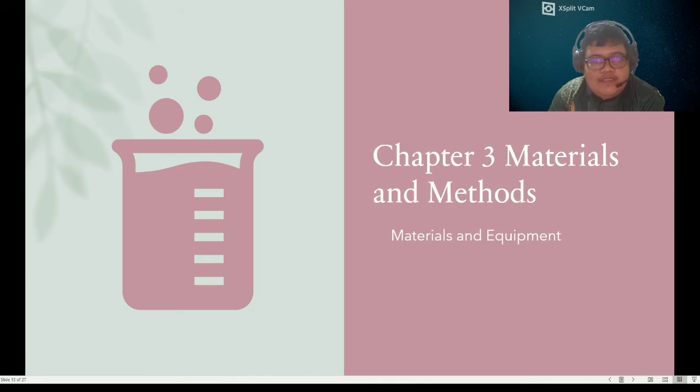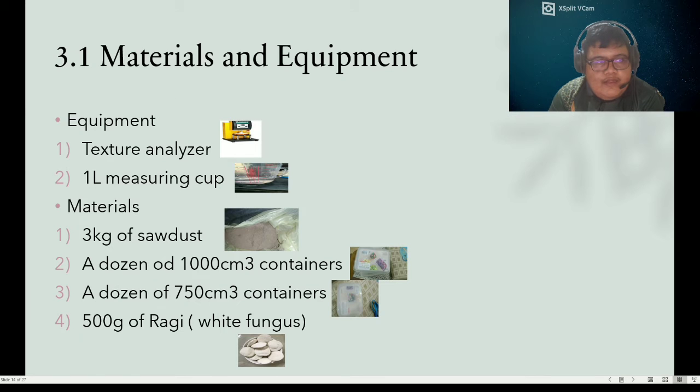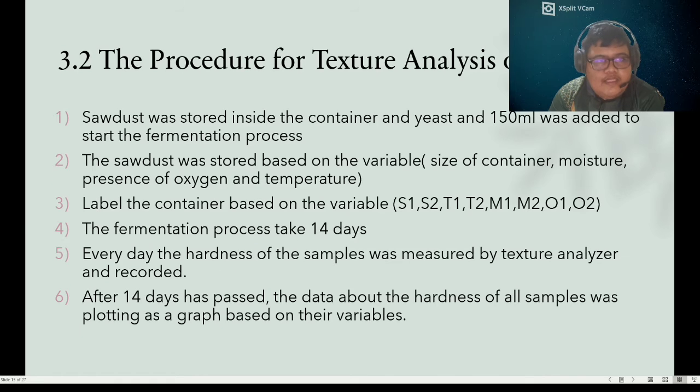Okay, Chapter 3, Method and Material. These are the materials and equipment that are used during the project. Okay, the procedure for texture analysis of sawdust.